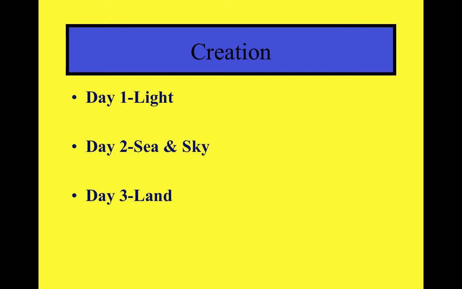Day 3, dry land is created. Now this is where it gets kind of interesting. Day 4, what is created? Stars and the moon. Interesting, because on day 1 you have light, but on day 4 you have stars and the moon.